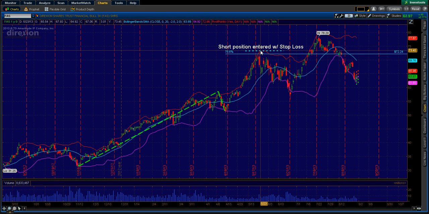that allowed me to get my stop loss outside of the Bollinger Bands, which is, I mean, that's huge because you can really let price do whatever you want after that point. So let's take a look.